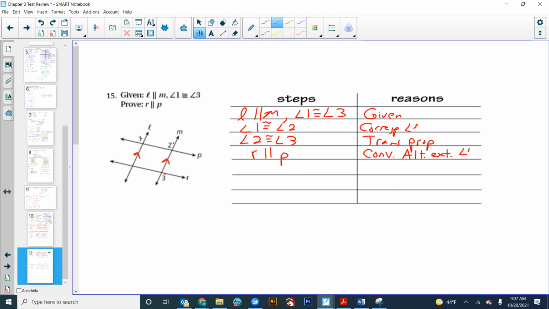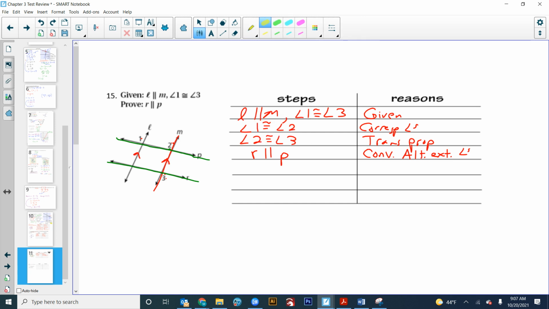Ella, question or comment? I keep mixing up, if I were to say that it is the converse of alternate exterior or interior, I keep saying interior, because I'm not sure how to tell if they're interior or exterior. Thank you. All right. What lines are we talking about when we're talking about 2 and 3? What lines connect them? M is the transversal. And then what are the 2 lines? Isn't angle 2 formed by M and P? Isn't angle 3 formed by R and M? And so we have the transversal, then we have these 2 lines.